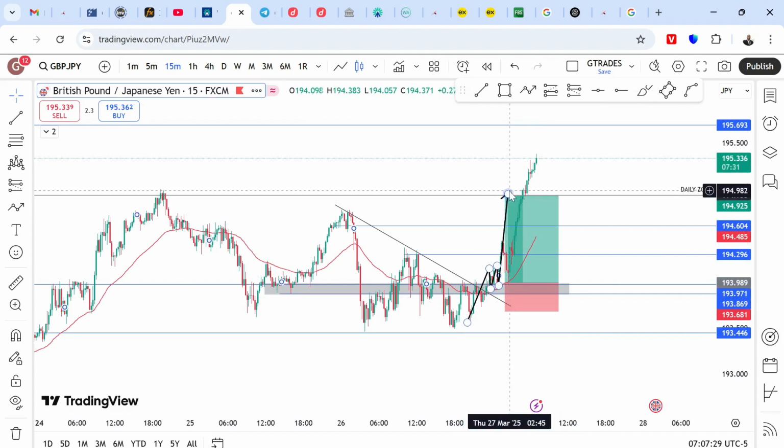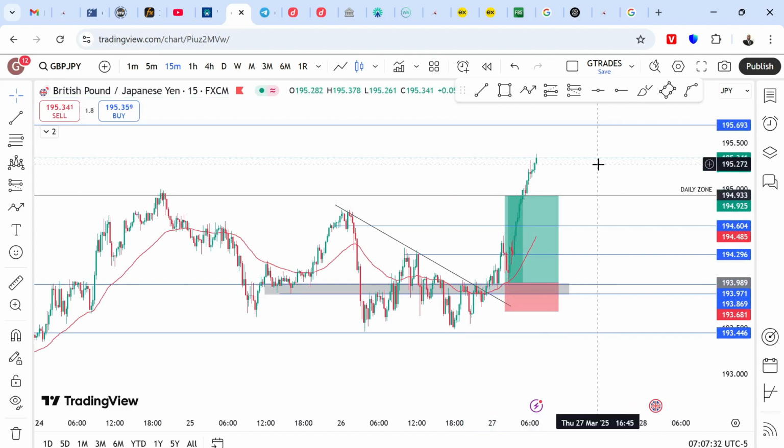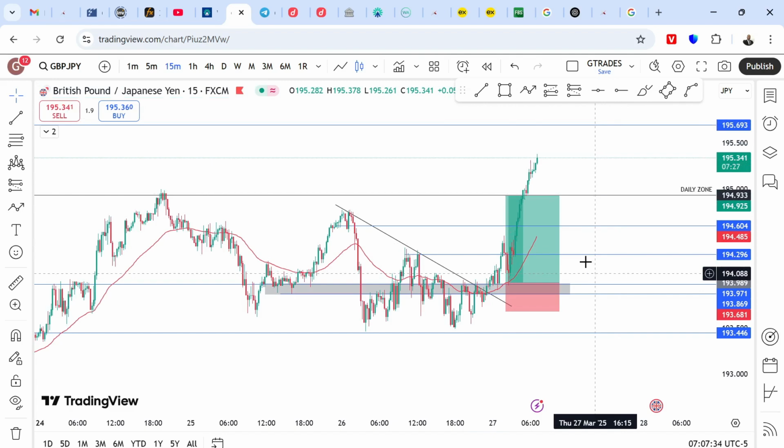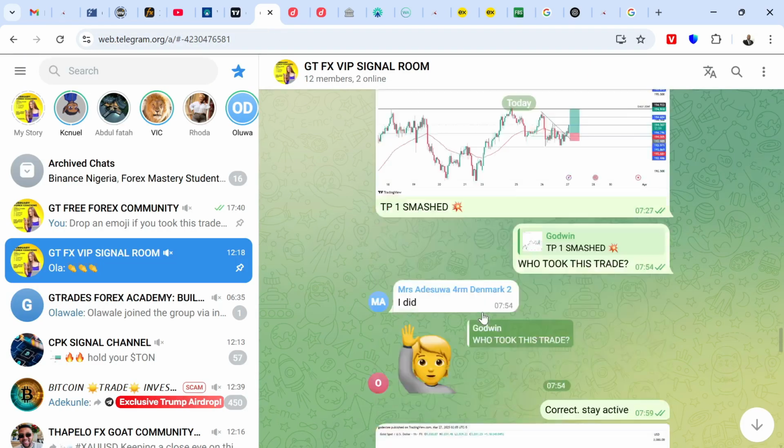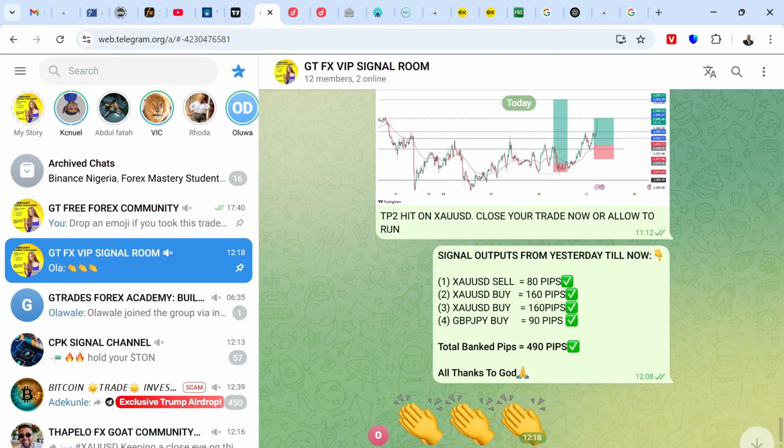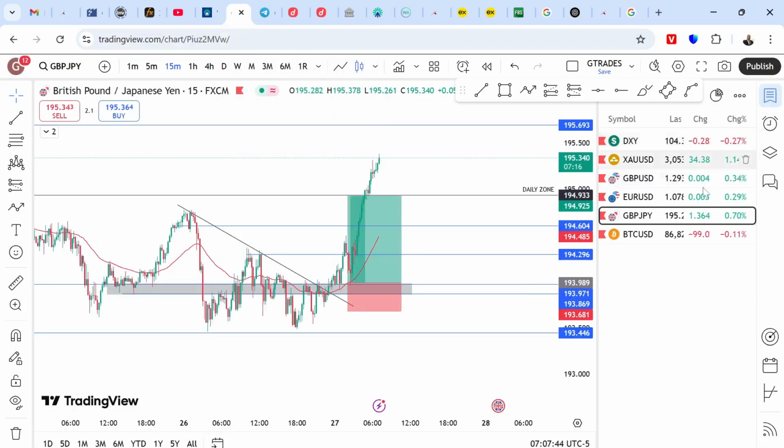And if you are in this community, why won't you be making money? We've not recorded losses, all right? And we've been taking profit. You can see this is our profit breakdown, right? XAUSD, GBPUSD. And right now, I'm looking for a setup on GBPUSD.